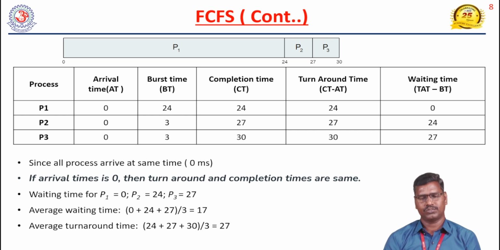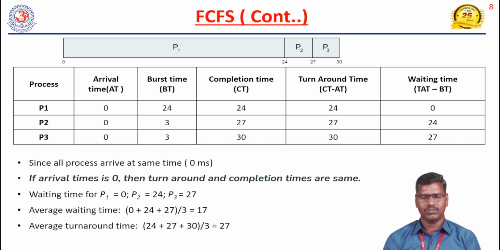So that is the waiting time for P1, 0, plus 24, plus 27. The 24 belongs to the waiting time for P2, and 27 belongs to the waiting time for P3. So 0 plus 24 plus 27, divided by the number of processes, that is 3 processes, gives 17 milliseconds. Milliseconds is the unit for the waiting time of each and every process.